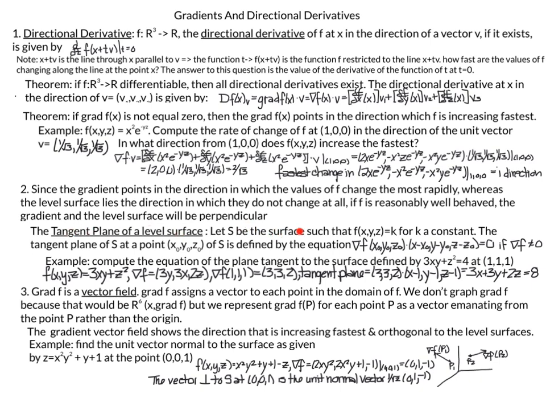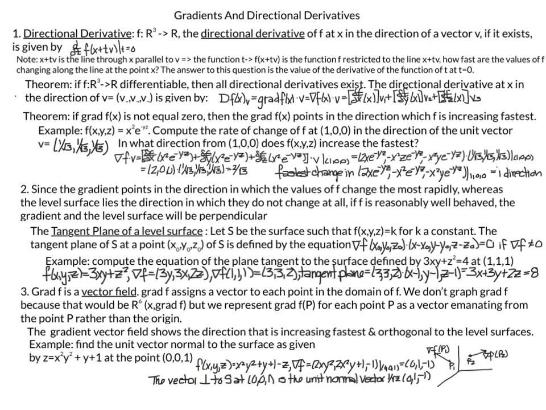So if S is a surface and we set it equal to a constant, so it's a level surface, then the tangent plane of S at a point x naught, y naught, z naught can be defined by the equation: we take the gradient at that point and dot it with a line on the level surface. Since this is a level surface, it's perpendicular to the gradient, so it should equal 0.